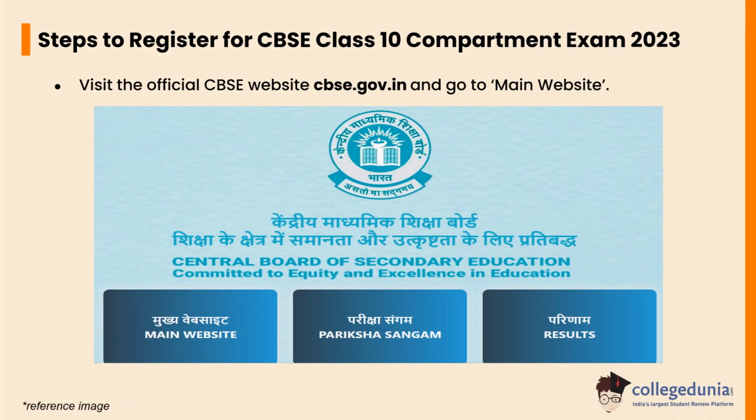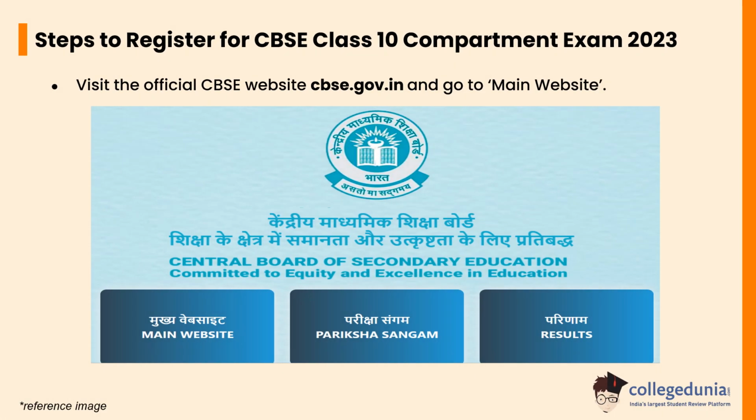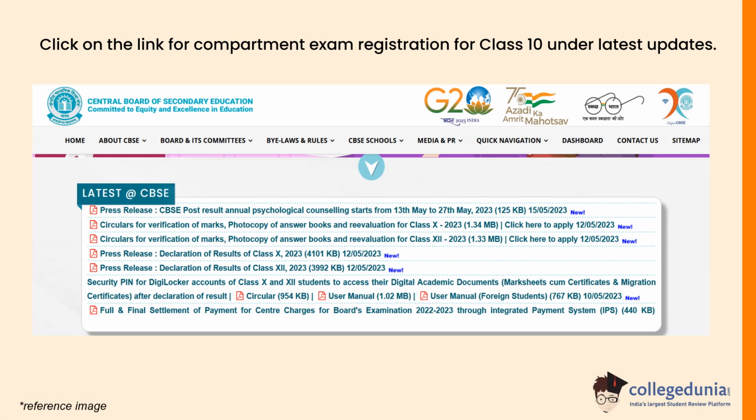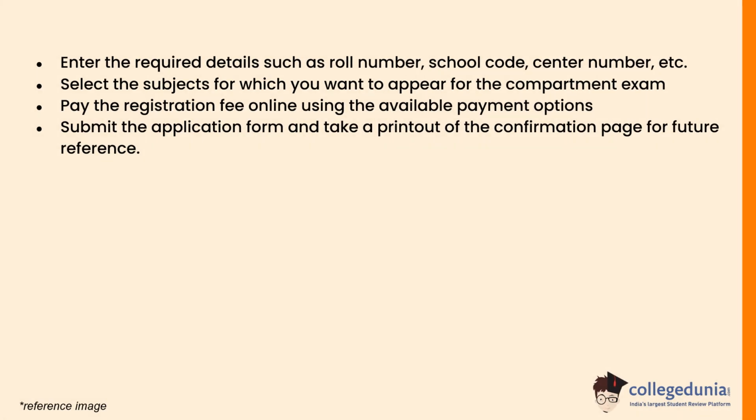To register for CBSE Class 10 Compartment Exams, candidates need to visit the official website cbse.gov.in and click on Main Website option. Then, click on the link for Compartment Exam Registration for Class 10 under Latest Updates. Enter the required details like your roll number, school code, center number, etc. and select the subjects for which you want to appear for the compartment exam. Pay the registration fee online using the available payment options. Submit your application form and take a printout of the confirmation page for future reference.